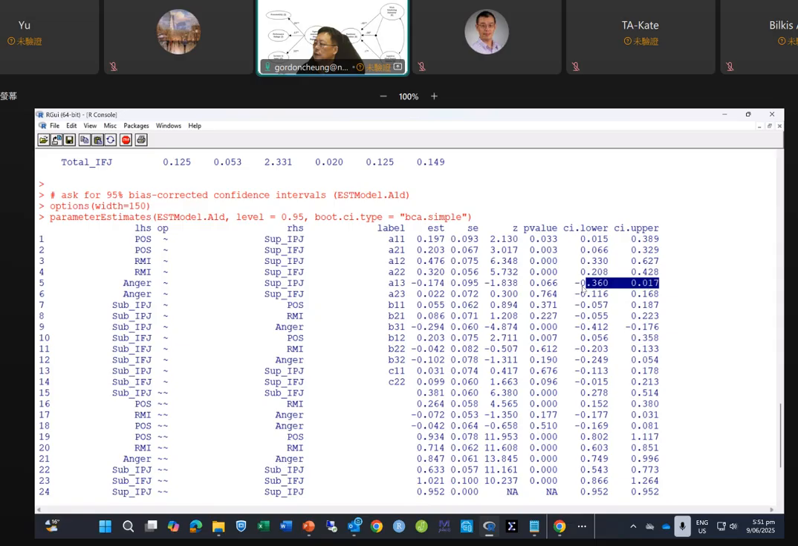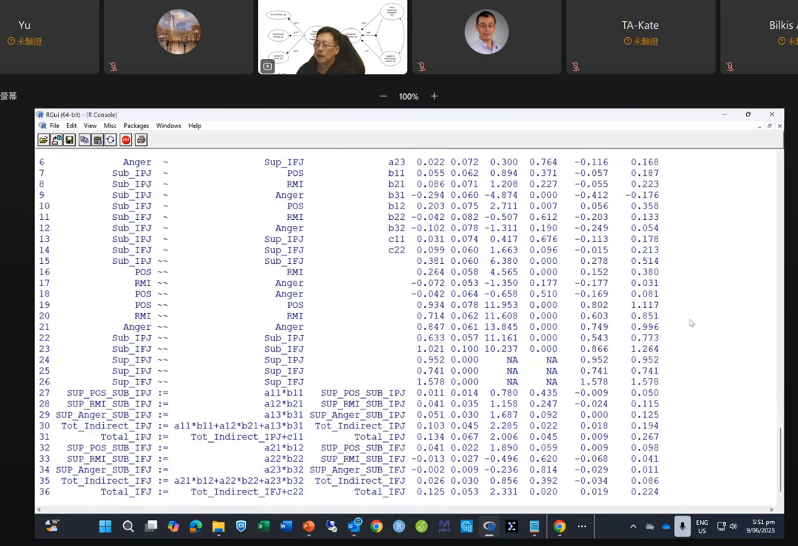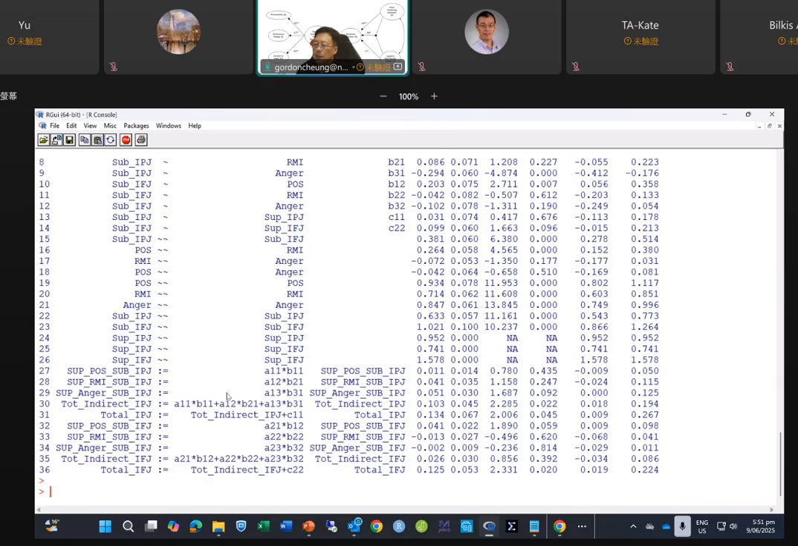For this, one is negative, one is positive, then it is not significant because 0 falls in between. Do you get it? Then let's look at the indirect effect that we create. The first indirect effect, one negative sign, one positive sign, so it is not significant.